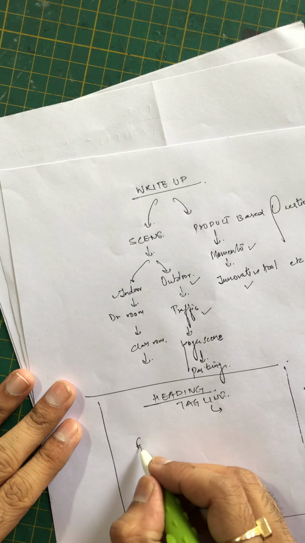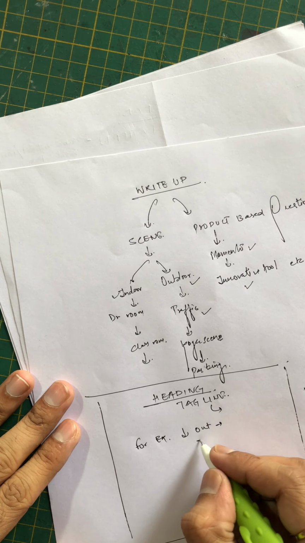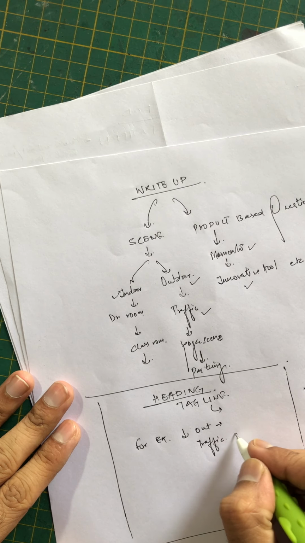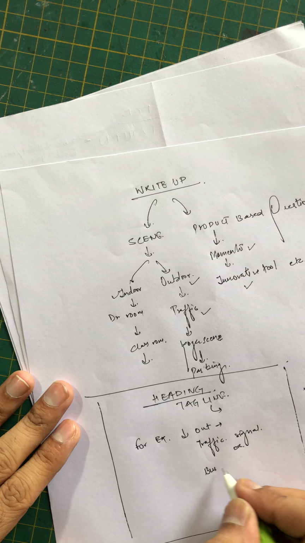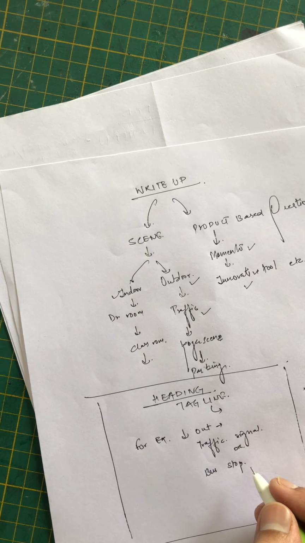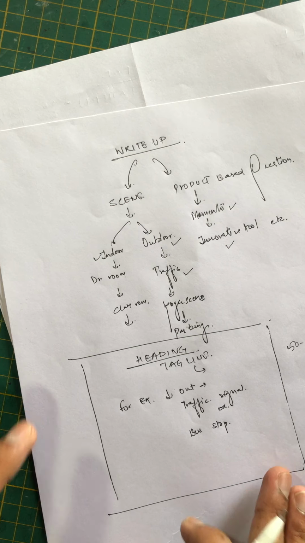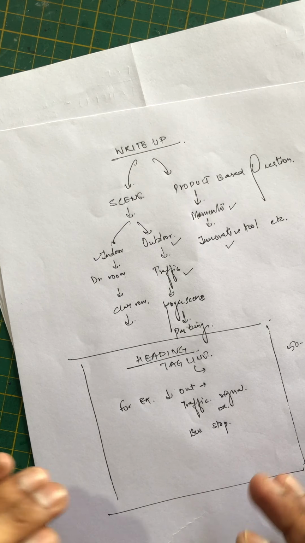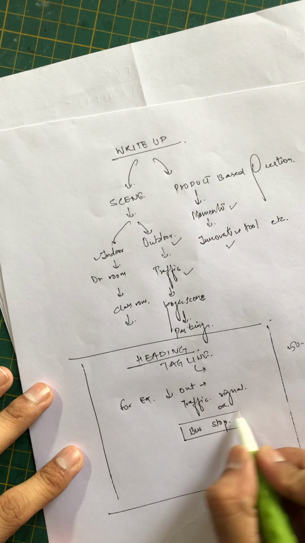So for example, if my outdoor scene is a traffic signal, or a bus stop, not a bus stand. A bus stand is where you keep all the buses the entire day, they go here and there, and at the end of the day they assemble in one area. That's a bus stand. And a bus stop is where the bus comes, takes the passenger and goes. That's the difference. So I'm taking a bus stop for now.